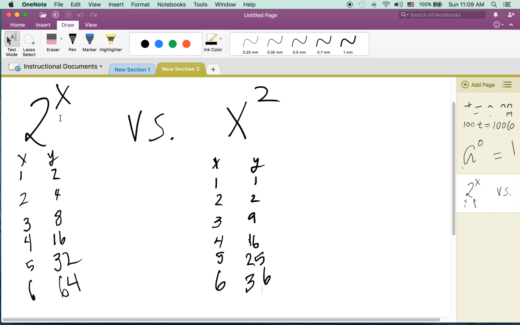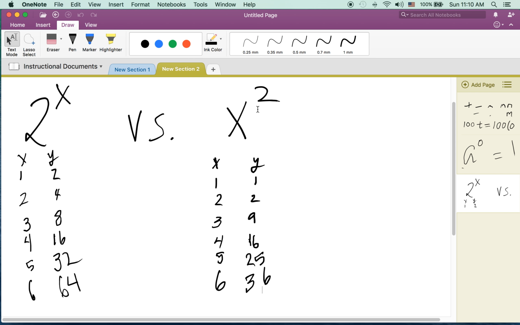Let's take the case of 2 to the x. This is an exponential function. The variable is in the exponent. So when x is 1, we got 2 to the first power, which is 2. When x is 2, we have 2 to the second power, which is 4. When x is 3, we have 2 times 2 times 2, which is 8, and so on and so forth. By the time we have 2 to the sixth power, we have 64.